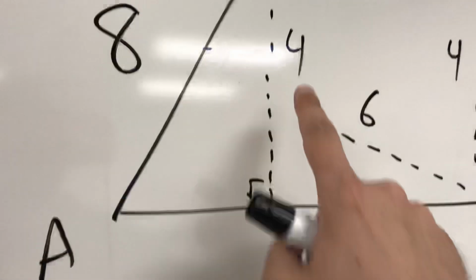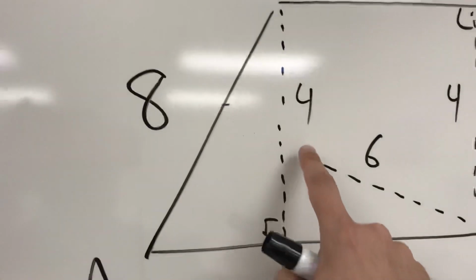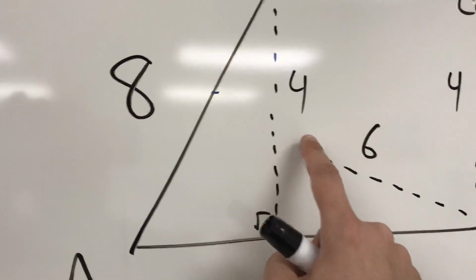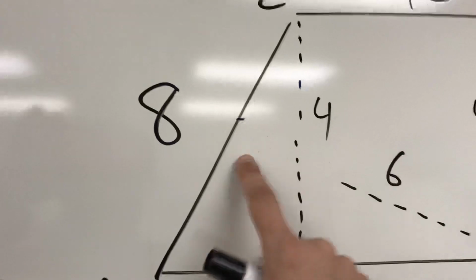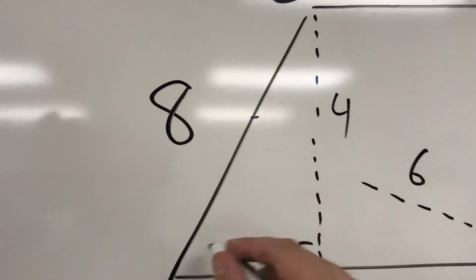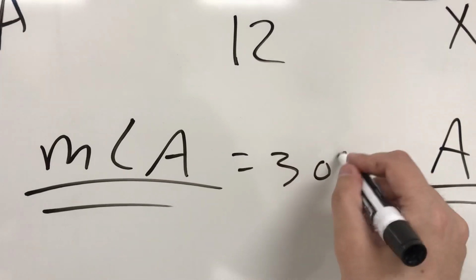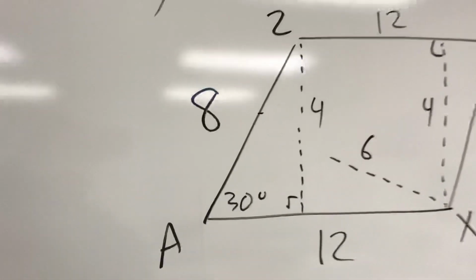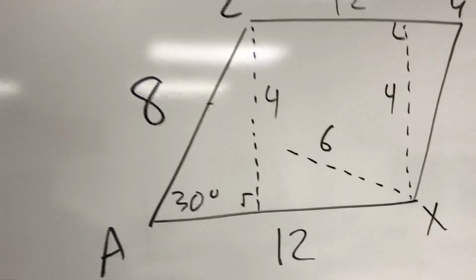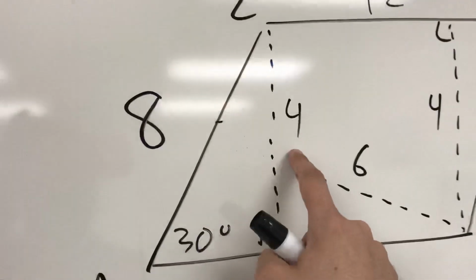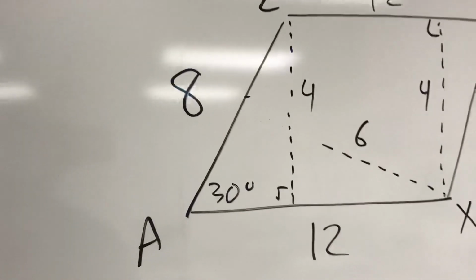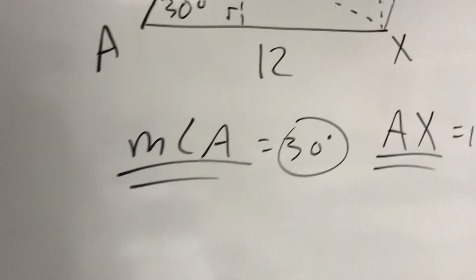But this is a 30, 60, 90 pattern, right? You've got a leg that's half the length of the hypotenuse. So the short leg is half the length of the hypotenuse. Short leg is opposite the 30-degree angle. So A is a 30-degree angle. And of course, if you didn't recognize the pattern, you could write a little trig equation there. You've got an opposite side and the hypotenuse. You could do an inverse sine of 1/2 and still get 30 degrees.